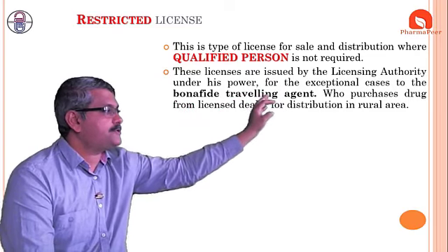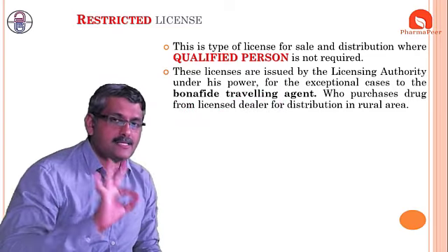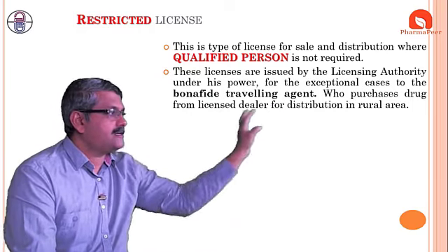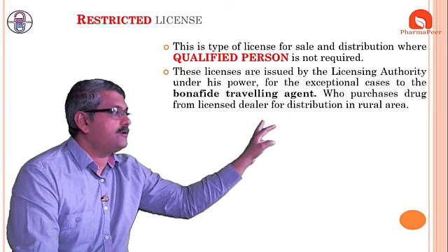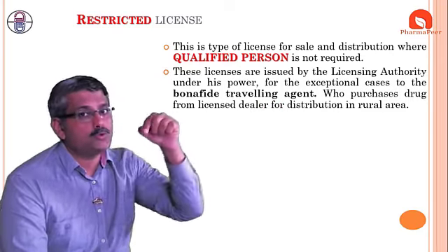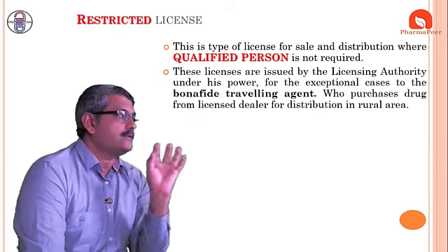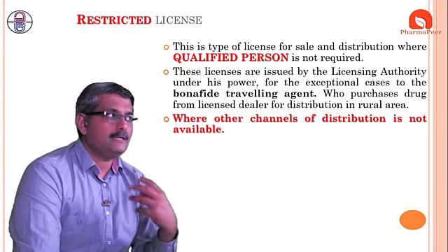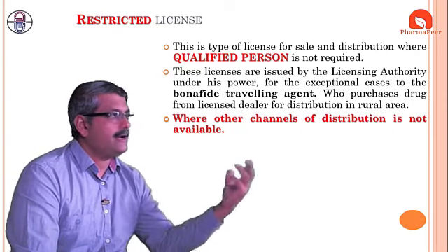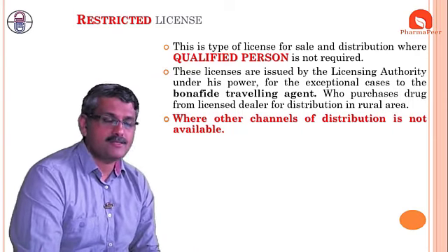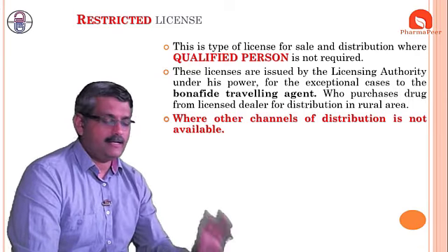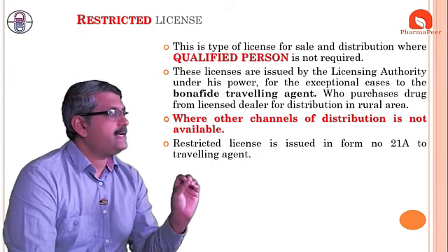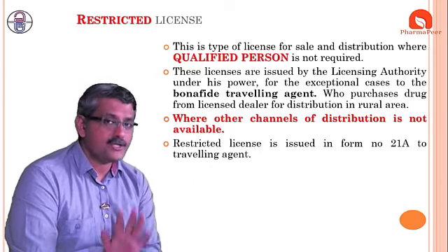In some exceptional cases, the license is given to a bona fide traveling agent who purchases the drug from a licensed dealer, for distribution in rural areas only, where other channels of distribution are not available. Only that particular person goes there and distributes the drugs. For him only, such licenses are given. This restricted license is issued in form number 21A to the traveling agent.